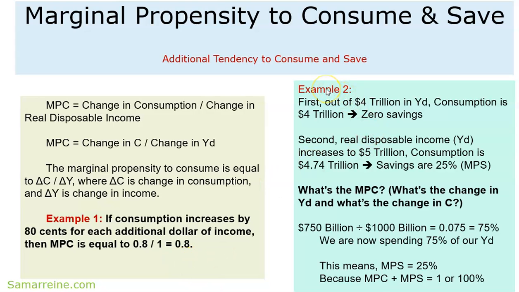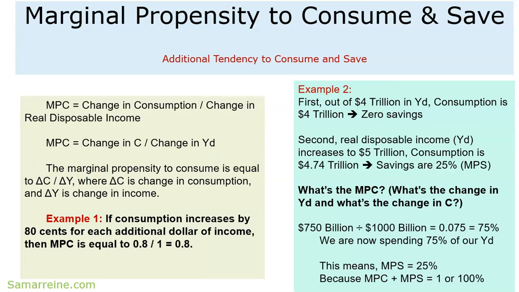So here's a second example. In the beginning we have $4 trillion in disposable income. This is for a whole economy now. The consumption out of this 4 trillion is at 100%. We know that because the savings are 0.